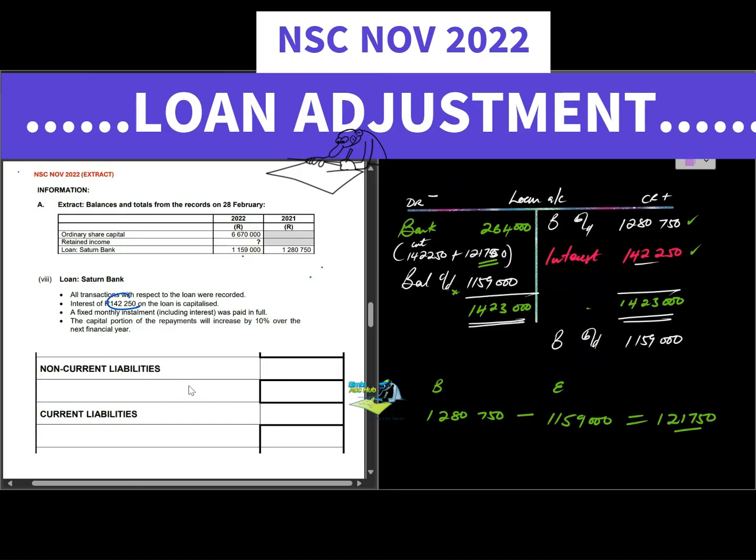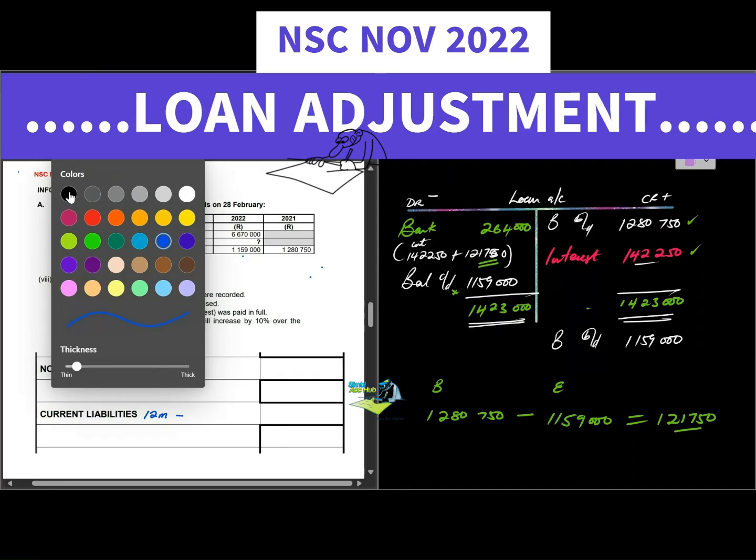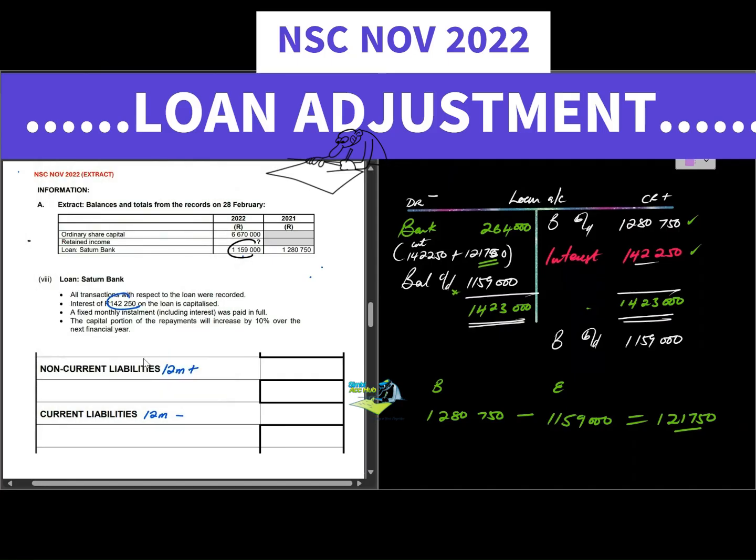So let's come here and complete this. I know that non-current liabilities are liabilities that will be within the business for 12 months and more, and current liability is 12 months and less. So I'll say 12 months and less here. Now I know that my loan at the end is 1,159,000. So I can come in and say loan, I open my bracket, and I have my 1,159,000.